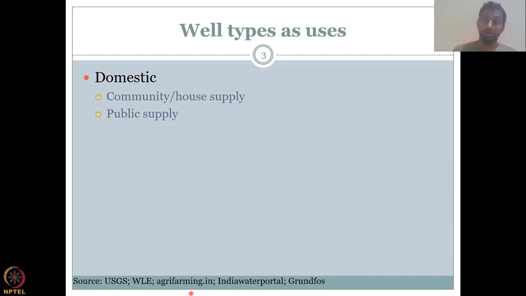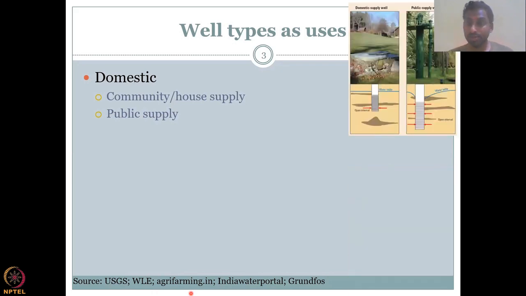Domestic, as in for human use, and it includes community, house supply, or is it a public supply? So there are multiple different types of supplies. It could be one house by itself with one groundwater well, or a gated community of five or six houses with one groundwater well, or a street or a village with one groundwater well, or a city with many wells to cater to the groundwater market.